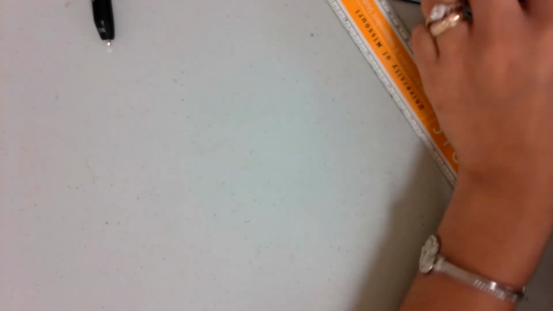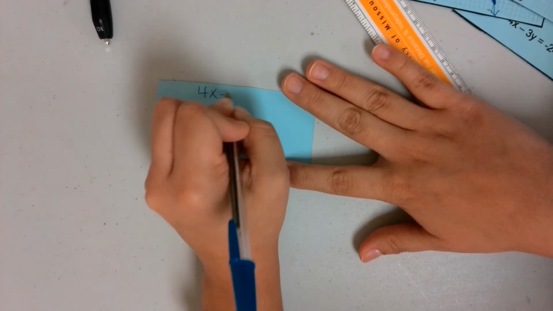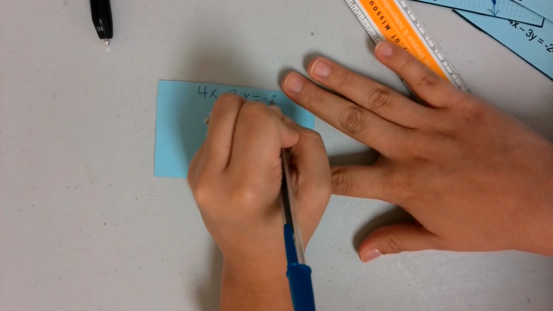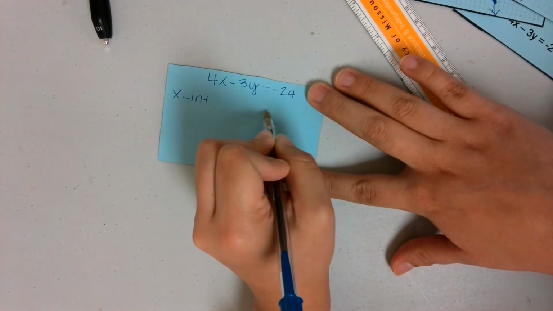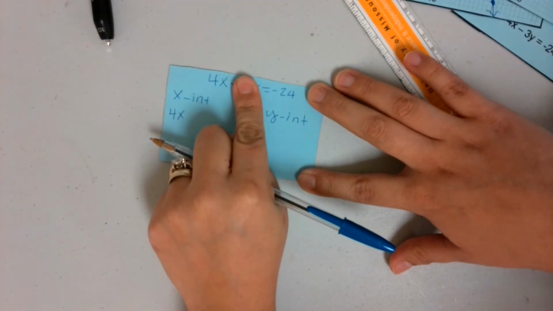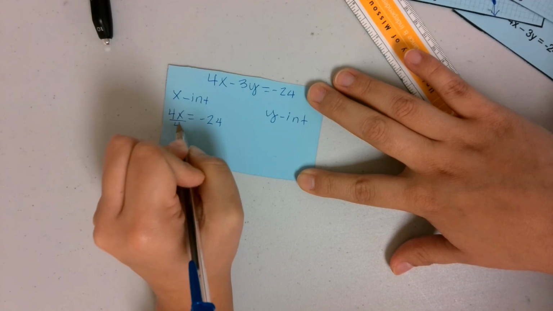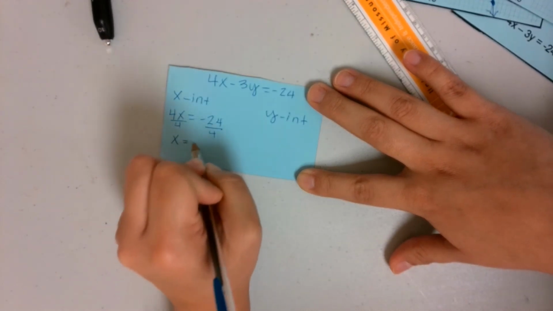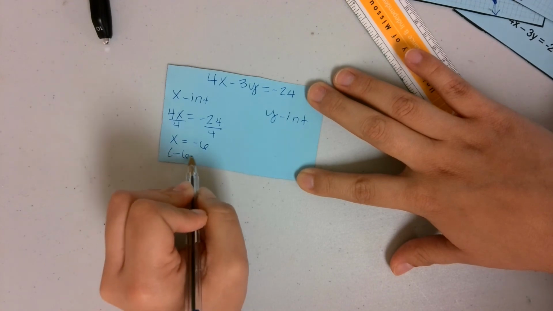Alright, let's do one more. 4x minus 3y equals negative 24. So I'm going to find my x-intercept. I'm going to find my y-intercept. 4x equals negative 24. Divide by 4, divide by 4, x equals negative 6. That would be negative 6 comma 0.